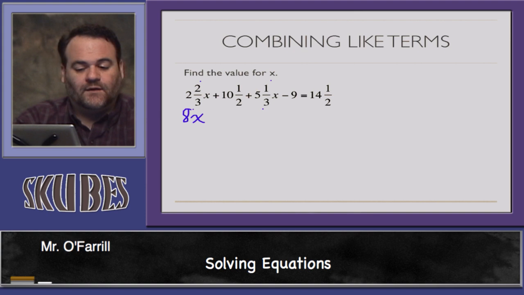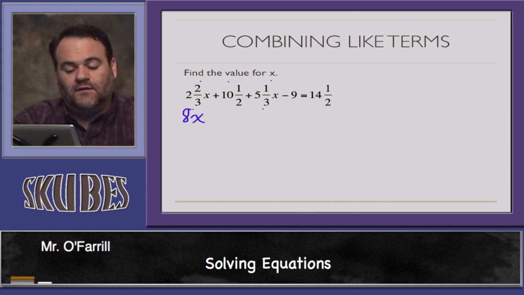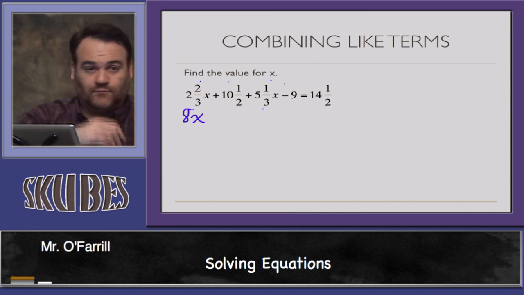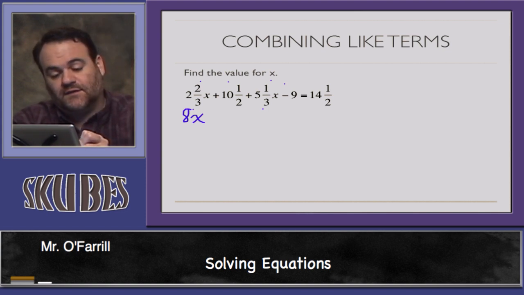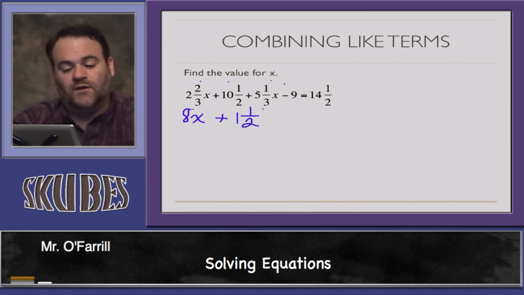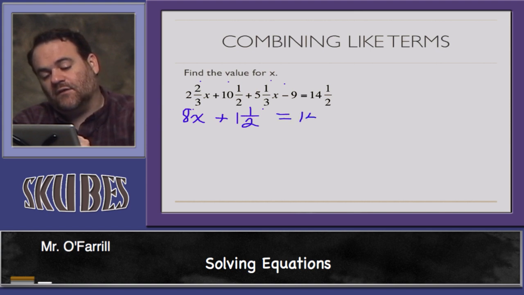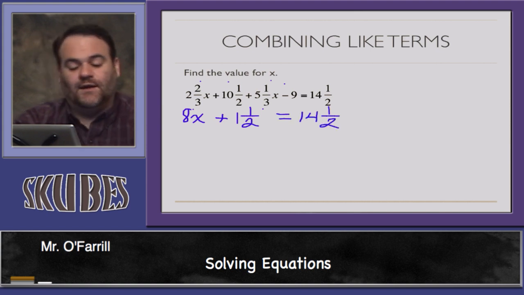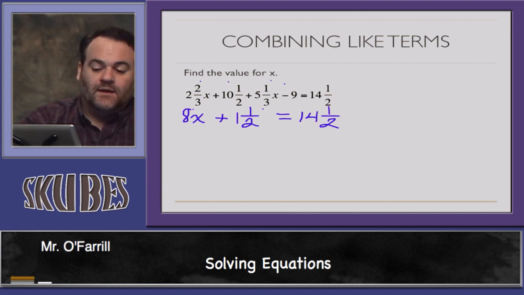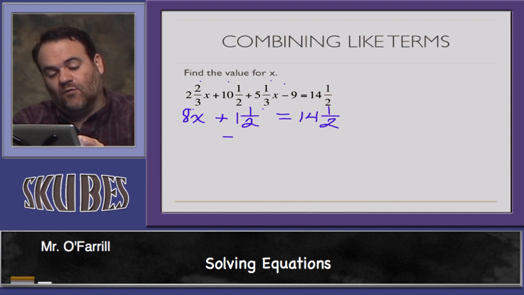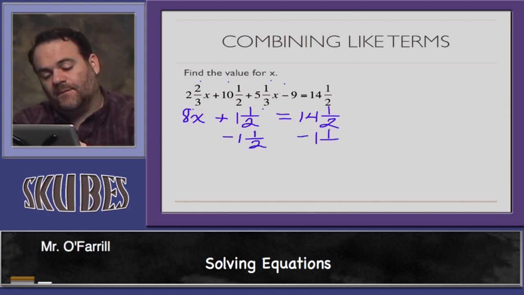8x. Next we have 10 and 1/2 minus 9 without the half. So that's simply going to be a positive 1 and 1/2, which is going to equal 14 and 1/2. Next thing we need to do is go ahead and subtract 1 and 1/2 from both sides.